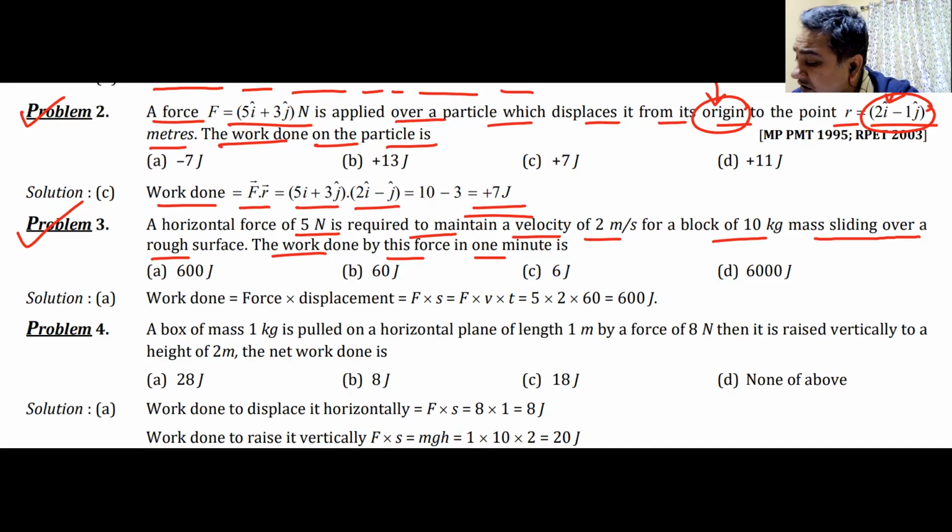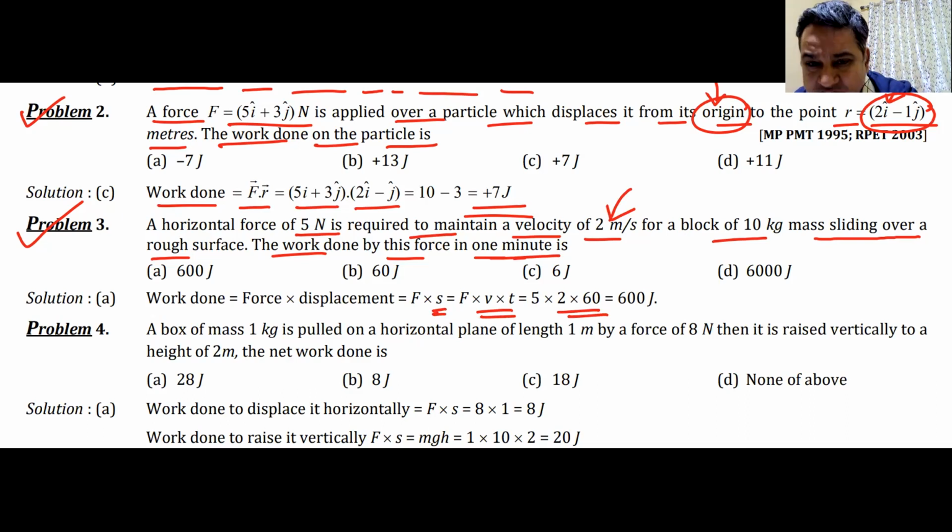It is moving with a constant velocity of 2 meter per second. Please remember, it is moving with a constant velocity of 2 meter per second. How much will it move in 1 minute? So you can find out the displacement. 2 meter per second multiplied by 1 minute, not by 1 minute, 60 seconds. 2 meter per second multiplied by 60. So the displacement S or delta R will be equal to 120 meters. I hope you got it.